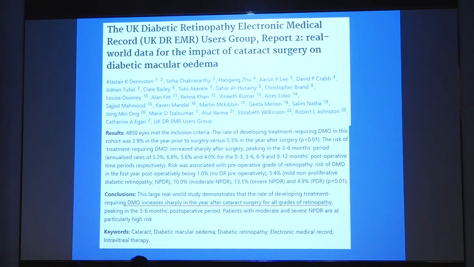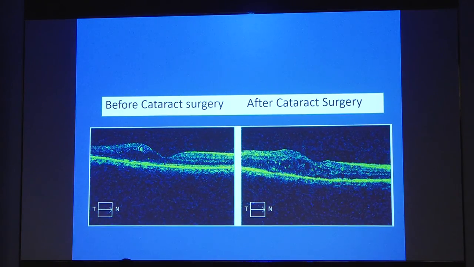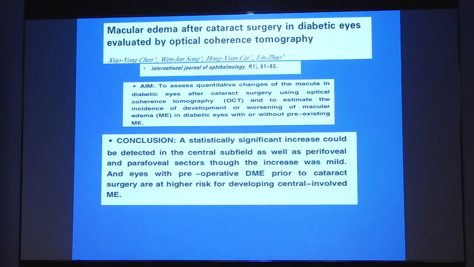Even if the patient has moderate or mild disease, there is a high chance. But most commonly by 3 to 6 months, the diabetic macular edema will become clinically significant. Another study also says the same thing: there's a statistically significant increase in the macular edema after the cataract surgery. So it becomes important to analyze whether diabetic macular edema or any diabetic changes are there in the patient.